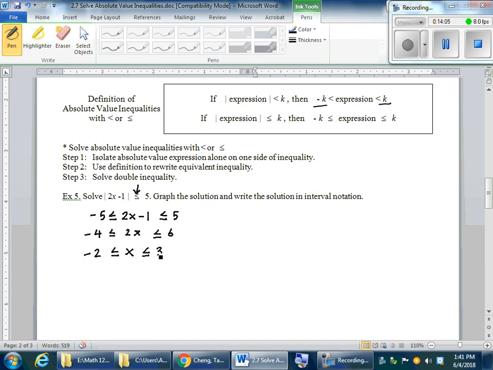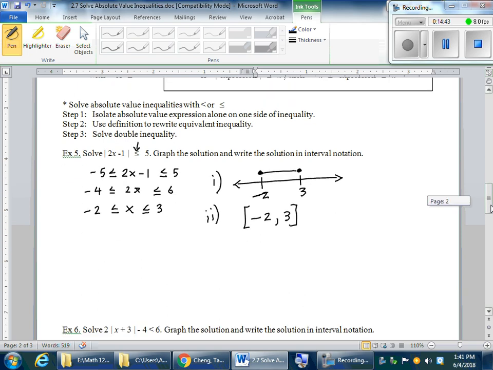So this kind of compound inequality is easier to graph, which is my graph will be, here's negative 2, here's 3, and both of them are inclusive, and then the value of x is trapped between these two. Interval notation, smallest value to the largest value, which is negative 2 to 3, and use brackets to indicate inclusive.